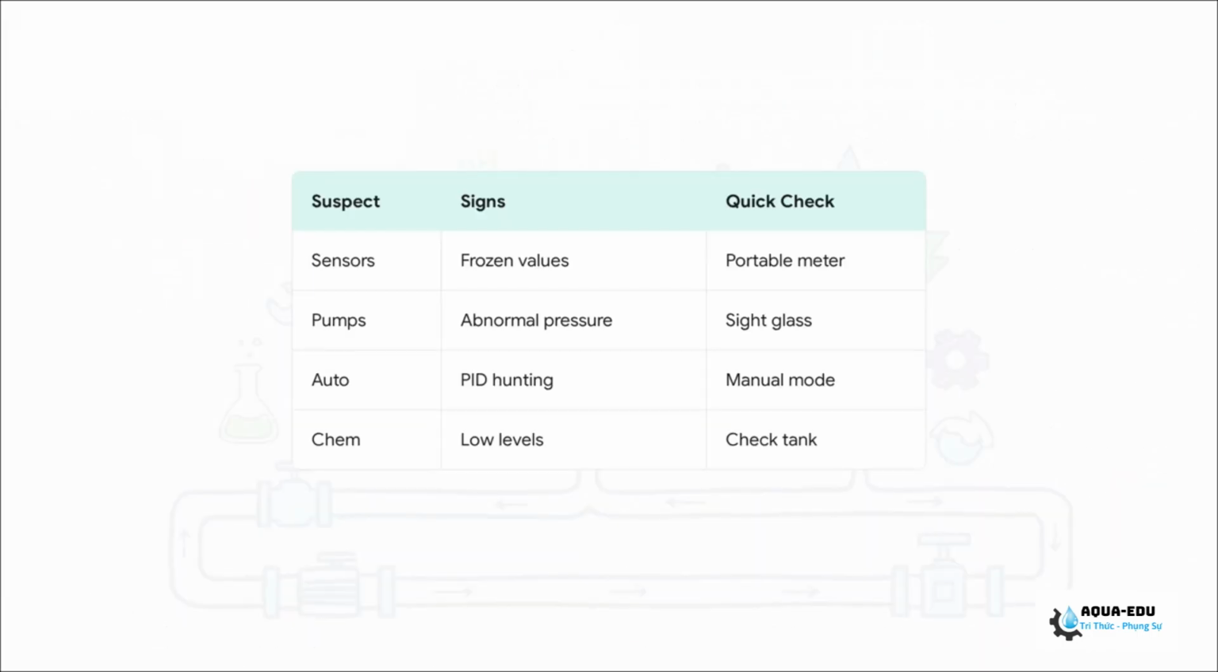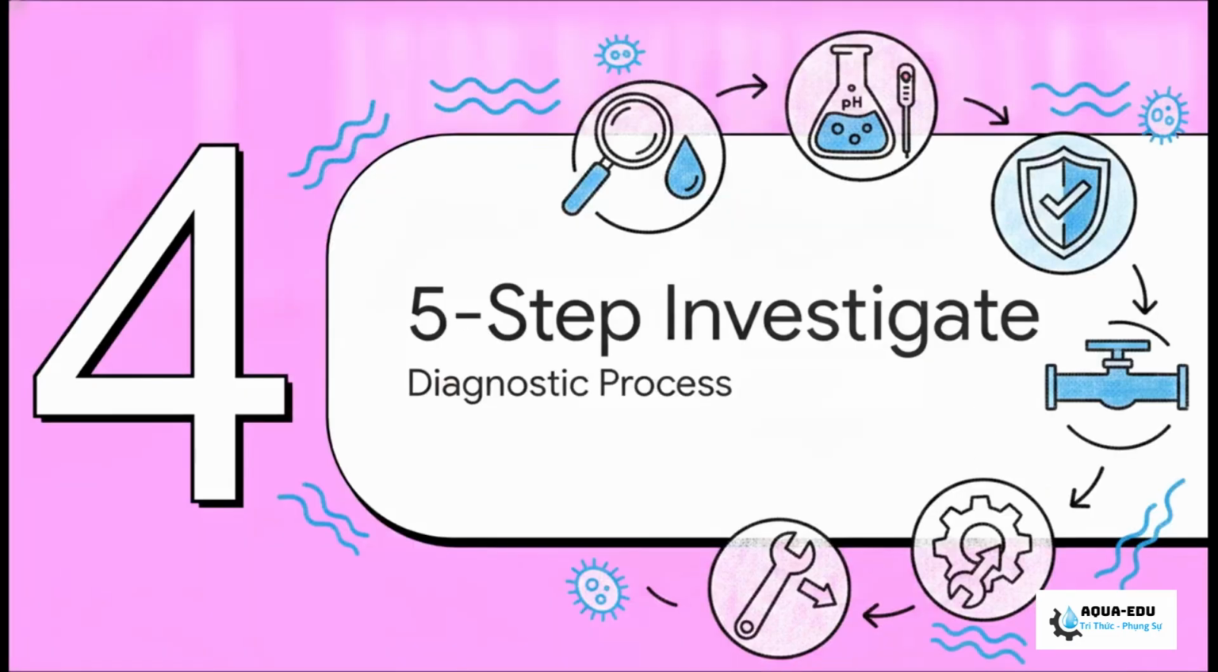Now this matrix right here, it's an absolute lifesaver, brothers. It's basically our cheat sheet for categorizing the failure. If the pH values on your screen are frozen or jumping all over the place, this guy tells us to grab a portable meter and cross-check it instantly. If you suspect the pumps or mixers because you're seeing abnormal pressure or zero flow on the meter, you've got to get out there on the floor, observe the sight glass, and physically check those diaphragms. If the valve is hunting, well, that might be your PID tuning acting up, so we pull those 24-hour SCADA logs and test the manual mode. And lastly, if it's the chemicals themselves, we check the tank levels, look at the color, and test the concentration right there on site.